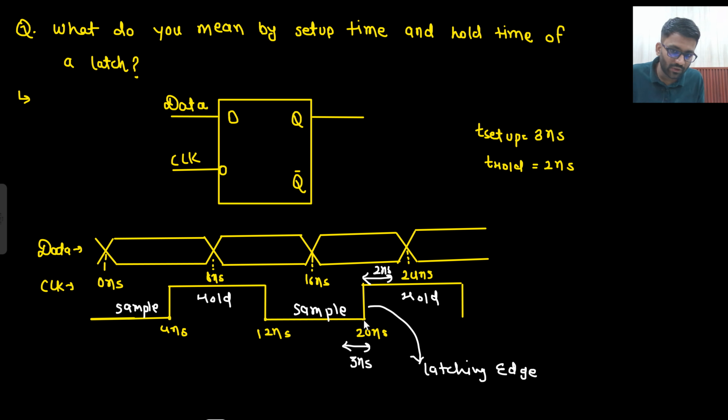So this time window is 20. So 20 plus 2, 22 nanosecond. So yes, it is stable because this is 24, and 20 minus 3, 17 nanosecond. From 17 nanosecond to 22 nanosecond your input should be stable. Then there will be perfect latching. The sample or hold operation will be perfect only if it is stable in this time window from 17 to 22. So this was asked to me in my TI interview.